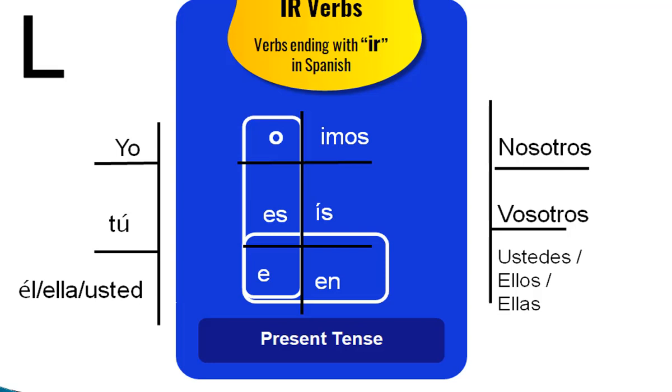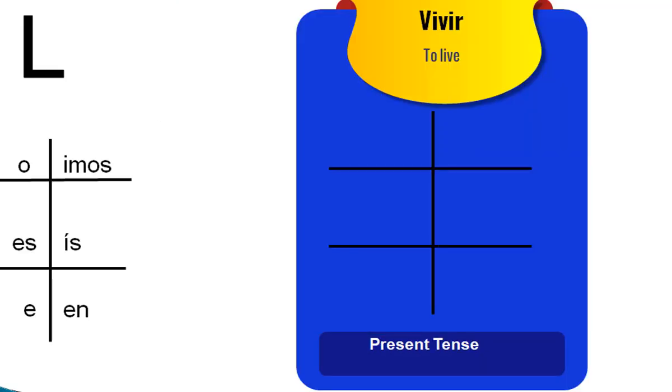Alright, let's try seeing their conjugation in a verb. A very commonly used IR verb is vivir, which means to live. And from vivir, I'll tell you, comes the word vida, which means life. So we have these endings over here. Let's start forming the conjugation.